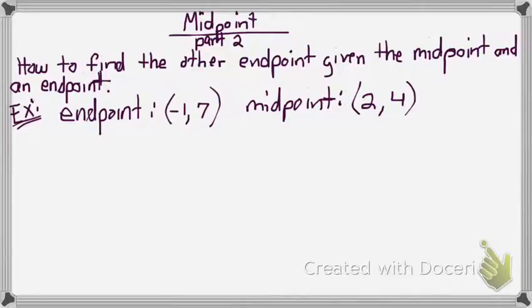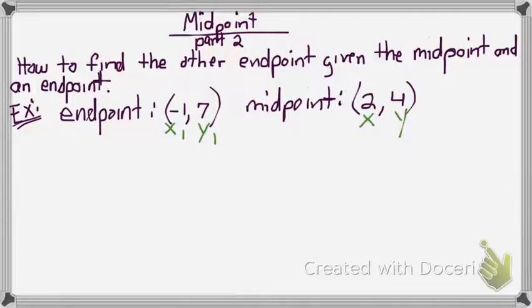Hello everybody. Now I'm going to teach you how to find the other endpoint when you're given a midpoint and an endpoint. Alright, the first thing you want to do is properly label what your endpoint values are and what your midpoint values are. So my endpoint is going to be x1 and y1, but my midpoint you're just going to simply label it as x and y.